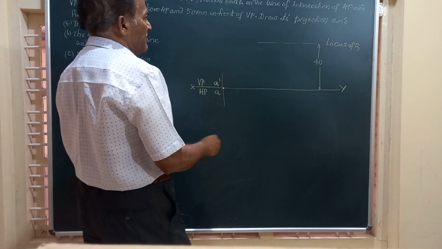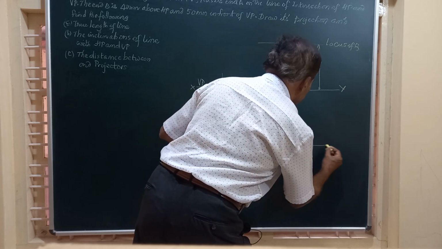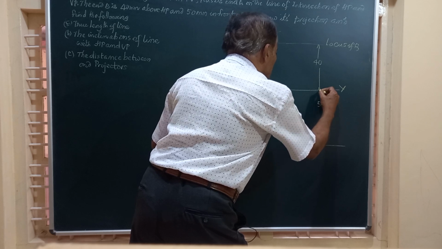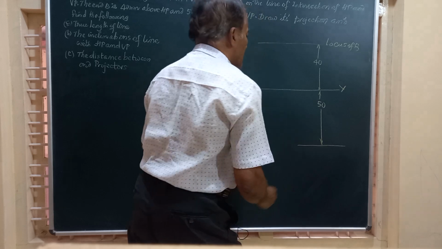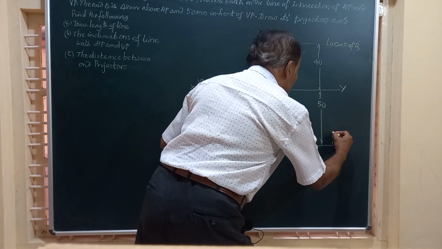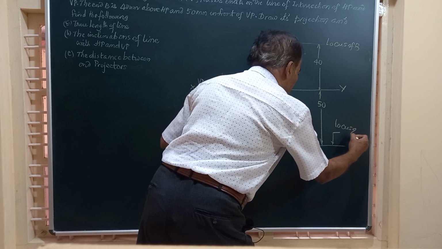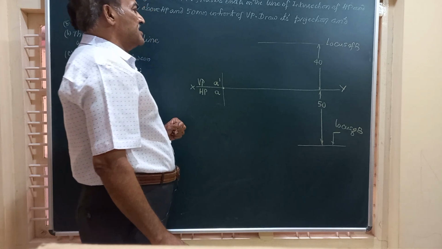Similarly, it is 50 in front of VP. So I am going to draw one more line here at a distance of 50 millimeter. So both the loci of the end B are known to us, and the locus of A lies here on the XY line itself.